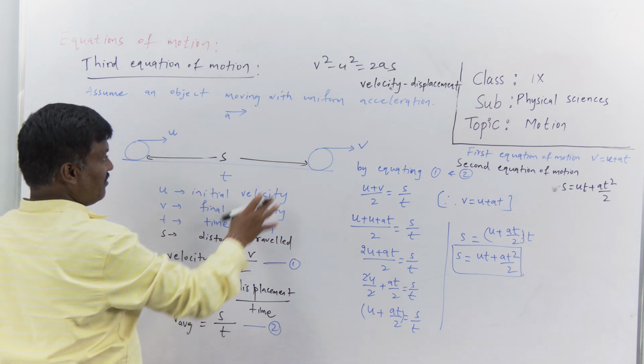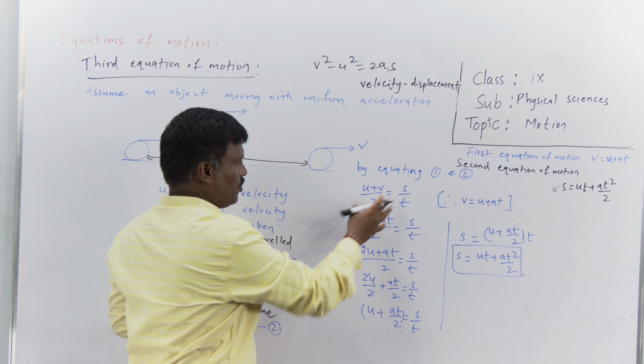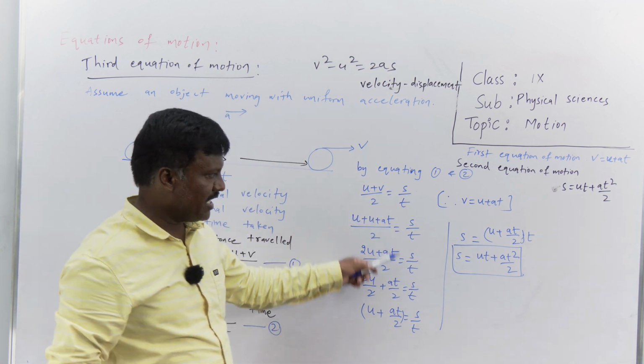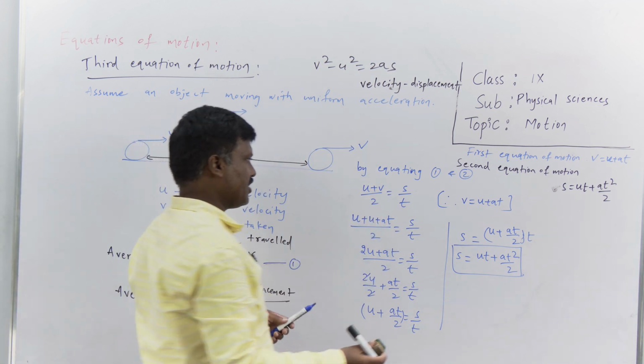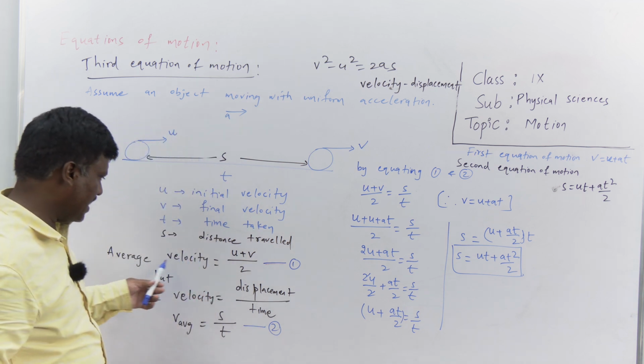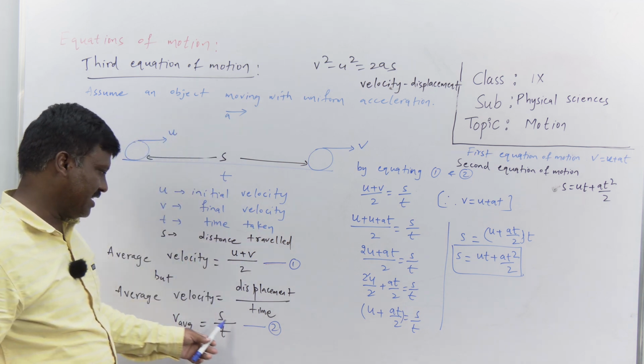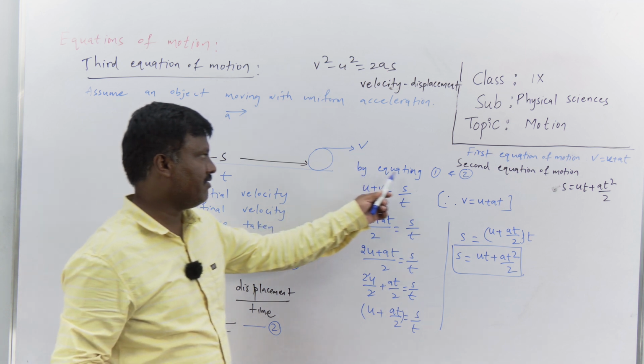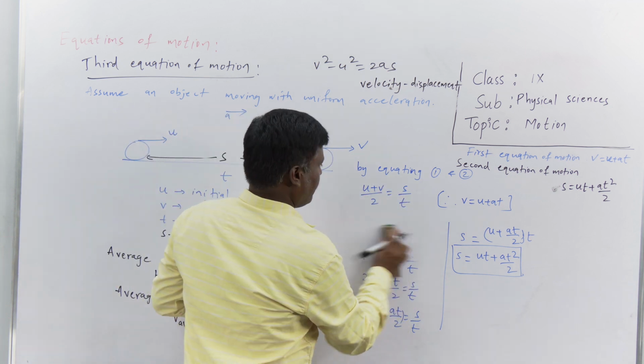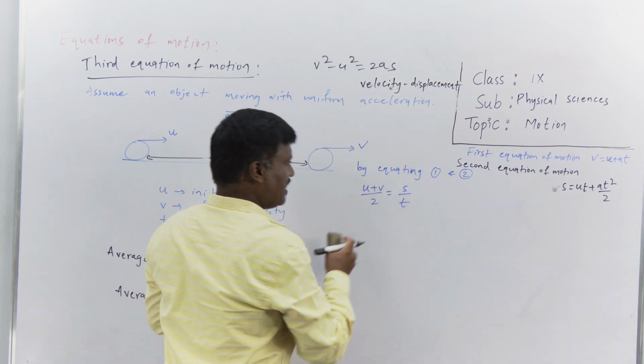So this part of the derivation remains the same up to here. From here onwards we make a little change. So already we have discussed average velocity. This is equation 1, this is equation 2. When we equate 1 and 2, we get this formula. From here onwards, you see, up to here it is the same.